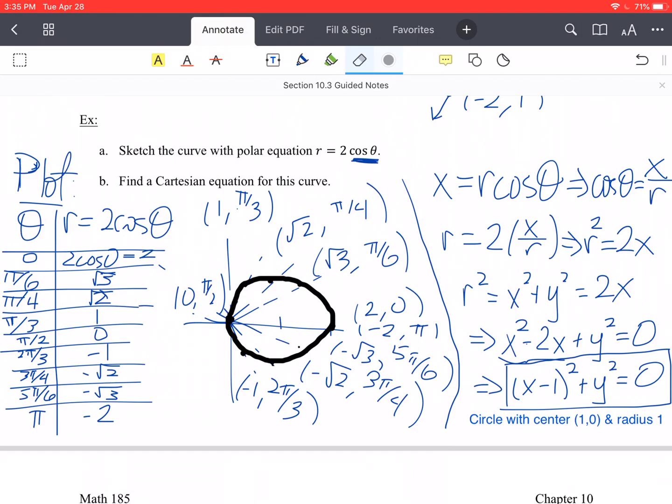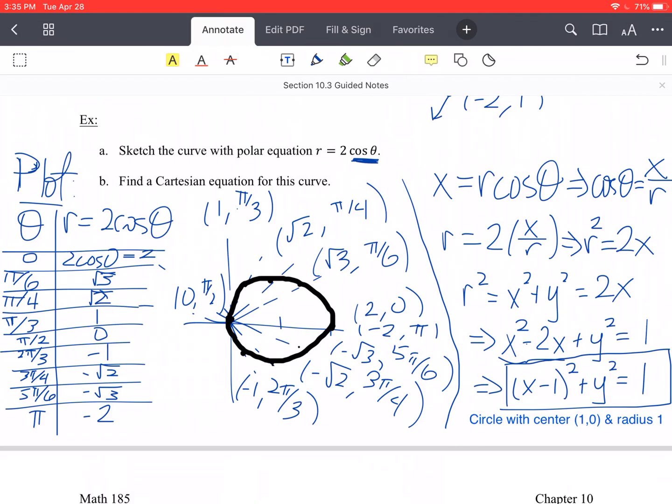Sorry. When we complete the square, that should be a 1. Apologies. That should be a 1. There we go. That gives us a radius of 1. I'm like, wait a second, radius of 0? That doesn't make any sense. That's right, it doesn't.